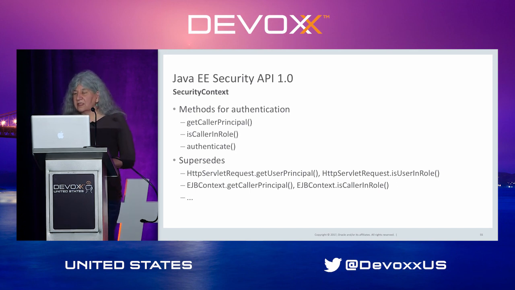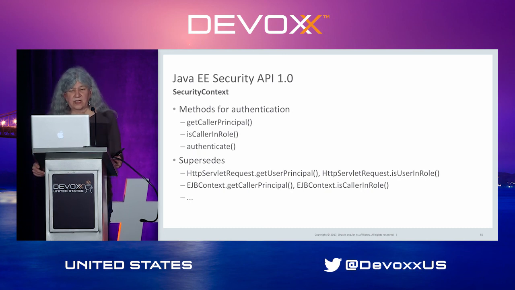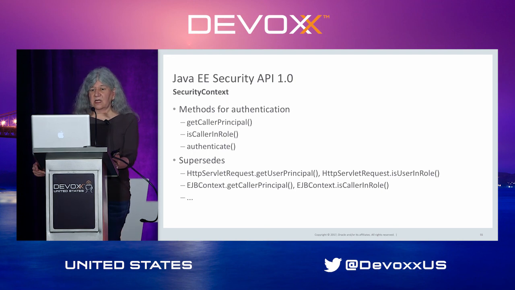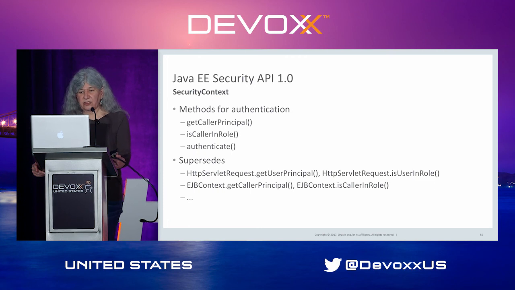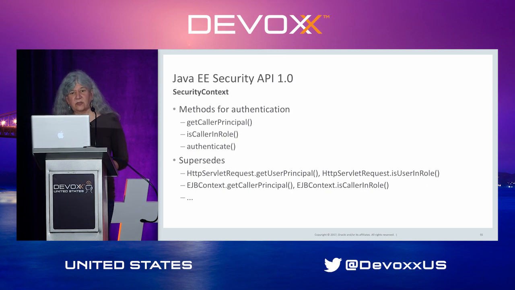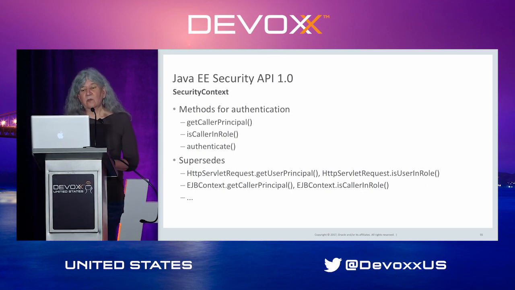So security context, this is right now under some heavy discussion in the security expert group as to whether or not security context is actually needed. And again, they're looking for feedback. The spec lead is speaking this afternoon, Will Hopkins. He's giving a talk on the security API. So again, I'd encourage you to go. So one of the things that the security context is trying to do is to provide more uniform APIs across the spec with get caller principal and is caller in role.